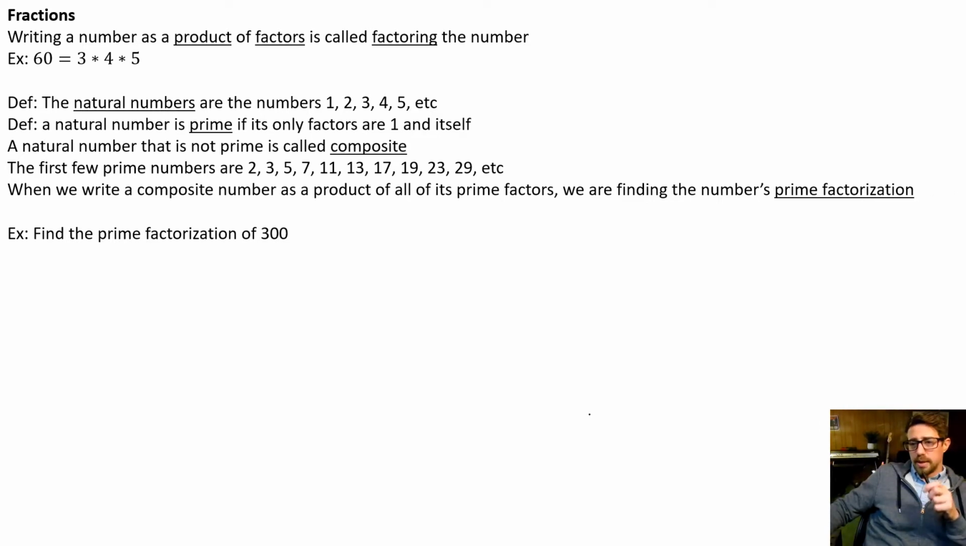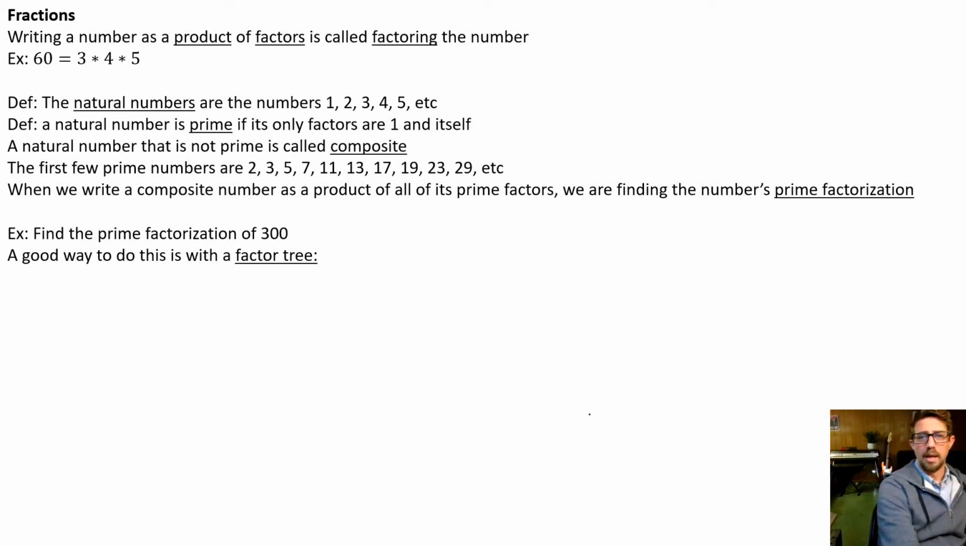Okay, so let's do an example. Yay, we finally get to do some math. We're going to bust out the prime factorization of the number 300. And there are multiple ways to do this. Once you get better at it, you can almost do it, not really in your head, but just by listing them out. But a more popular and more methodical way of doing it is with something called a factor tree.